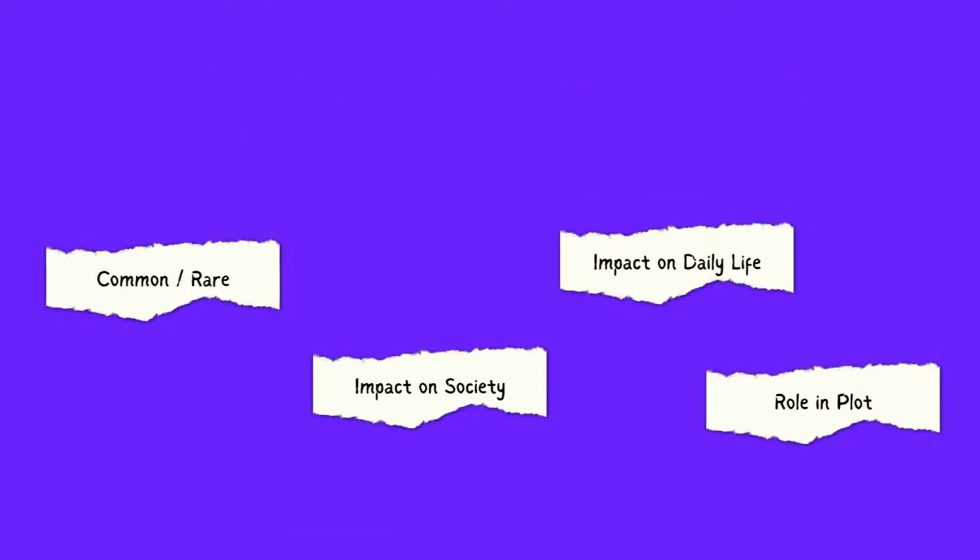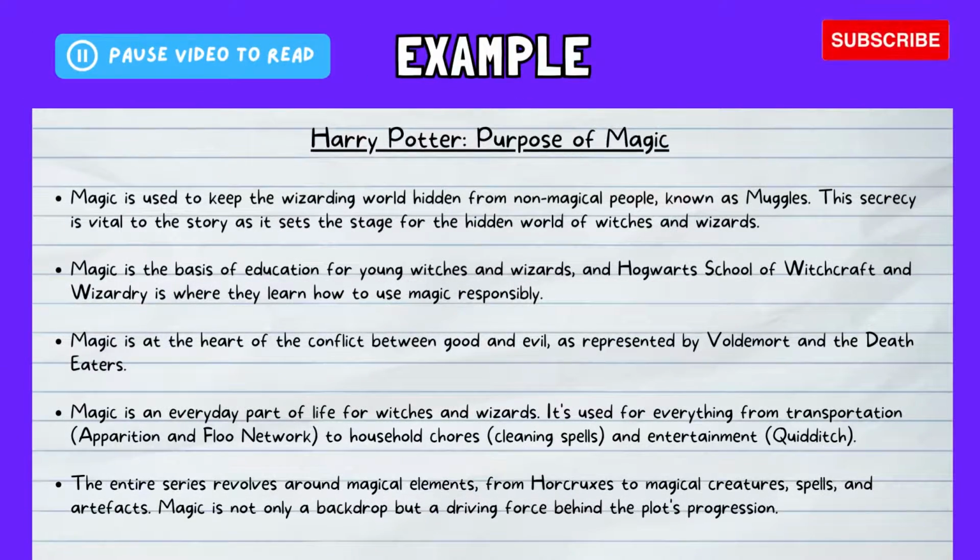For example, in Harry Potter, magic is not only a critical part of society, but also a defining feature of the entire wizarding world. It serves multiple purposes, including maintaining the secrecy of the magical society from muggles, providing the basis for education at Hogwarts School of Witchcraft and Wizardry, and fueling the central conflict between good and evil represented by Voldemort and the Death Eaters.